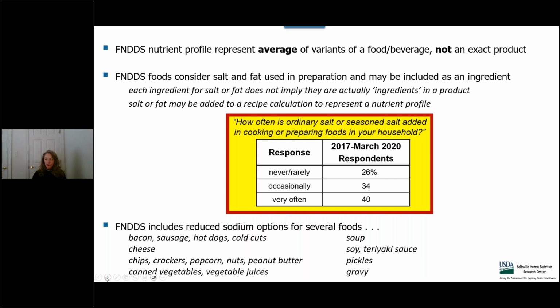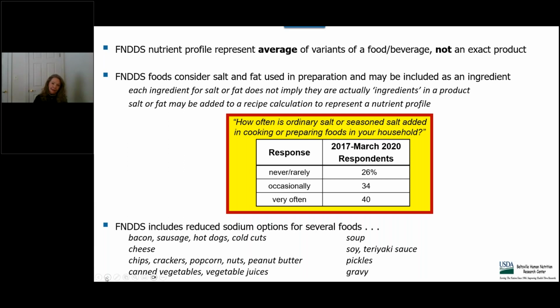In the yellow box, I'm showing you a question that's asked within What We Eat in America, NHANES. How often is ordinary salt or seasoned salt added in cooking or preparing foods in your household? And you can see about 3/4 of the respondents from the latest data that's been released are saying they occasionally or very often are adding salt in preparation.